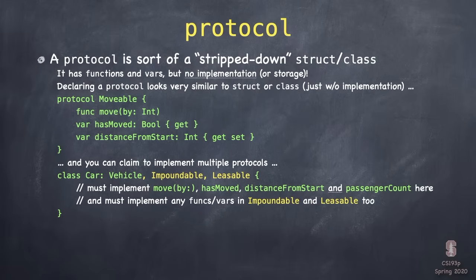So here I have the class Car. It's not only saying that it's a Vehicle, but also that it's Impoundable and Leasable. And now Car has to implement all the functions and vars in all three of these protocols.